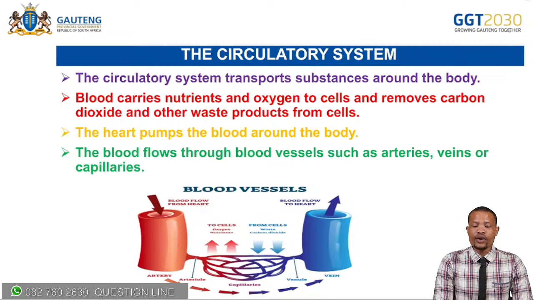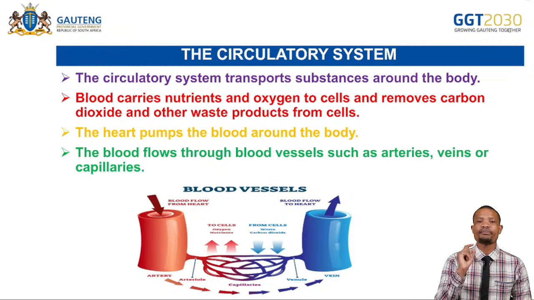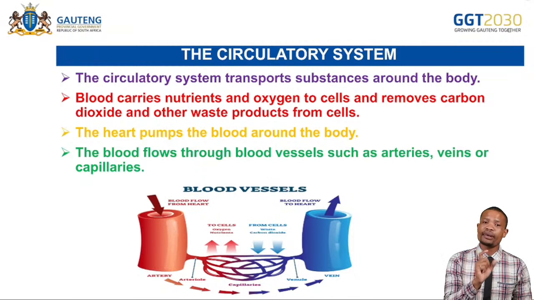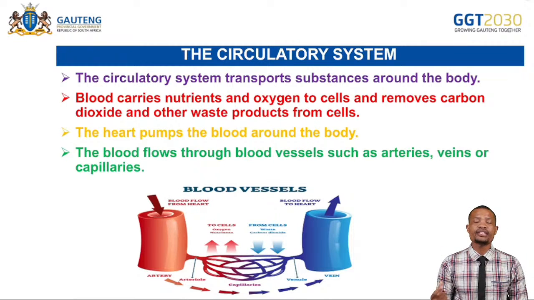The blood flows through blood vessels, which are known as the arteries, the veins, and the capillaries. We said that the arteries carry oxygenated blood except for the pulmonary artery. The pulmonary artery is the artery that carries deoxygenated blood from the heart to the lungs. And the pulmonary vein is the only vein that carries oxygenated blood. All other veins carry deoxygenated blood back into the heart.